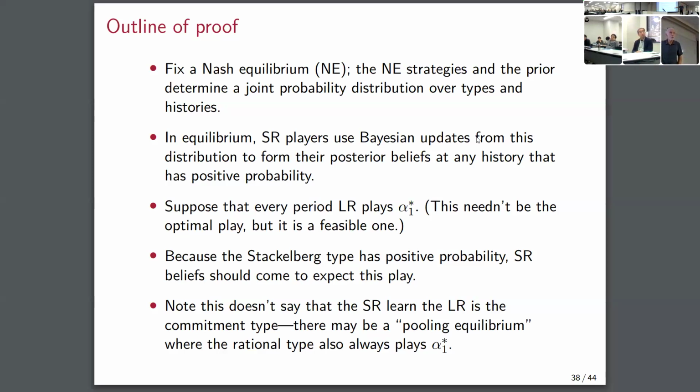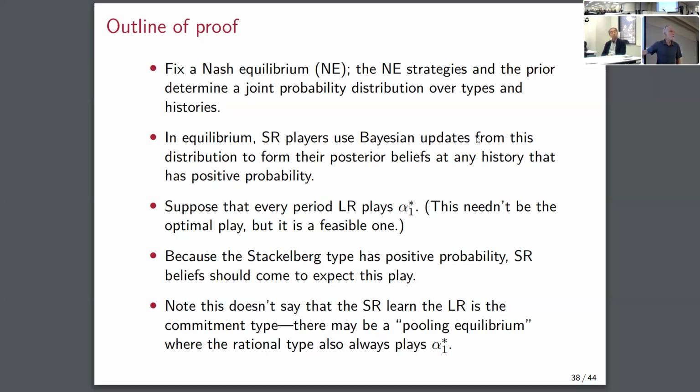Importantly, there's a positive prior probability that player one was a type that always played alpha one star. So if player one chooses to play alpha one star, that's like the true model for the short-run players. So what player two believes should concentrate on that point. That's our expectation. Okay? I'm not saying that player two has learned player one's the commitment type.